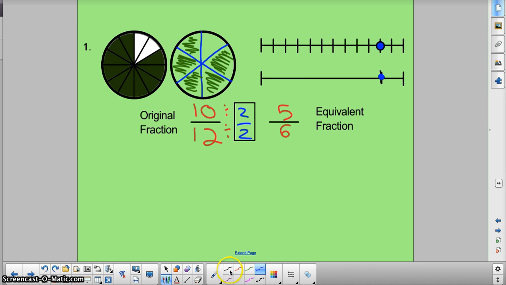So if that's going to be 5/6, I'm going to have 0, 1, 2, 3, 4, 5. And let's label. Oh, sorry. Counting by ones here. Let me fix this real quick. 1/6, 2/6, 3/6, 4/6, 5/6, and 6/6. Let's make sure that matches up here.